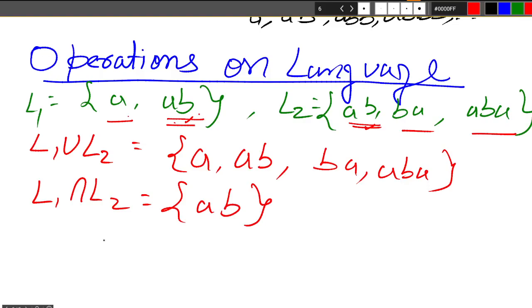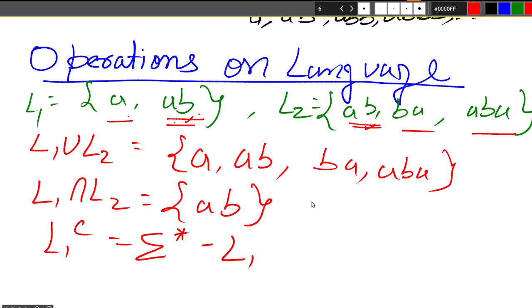In set theory, there is something called a complement, which is the universe minus the set, right? So here also, if you want to find the complement of L1, it is the universal language minus L1. This is the L1 complement.